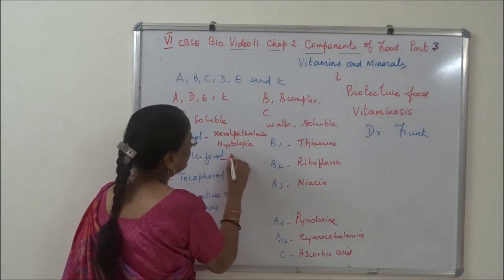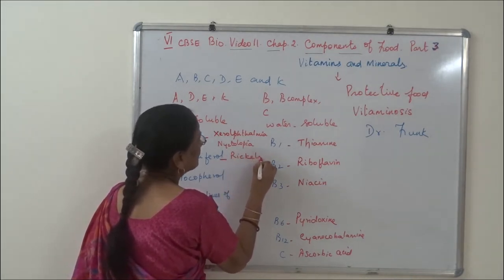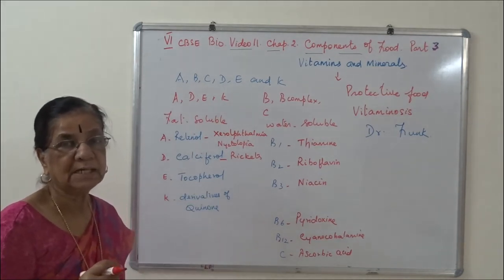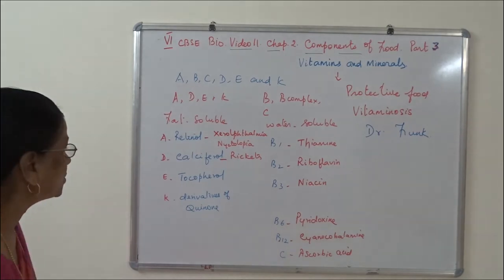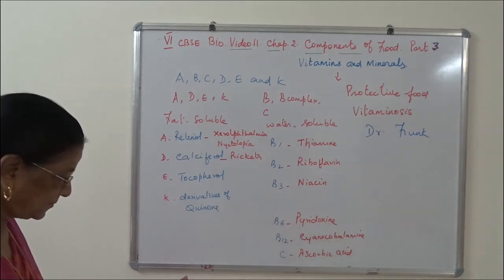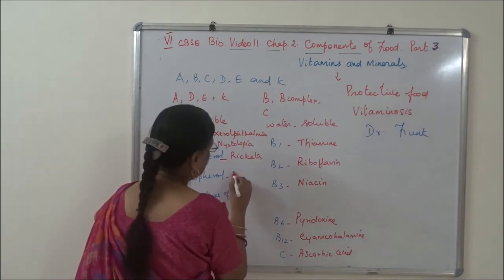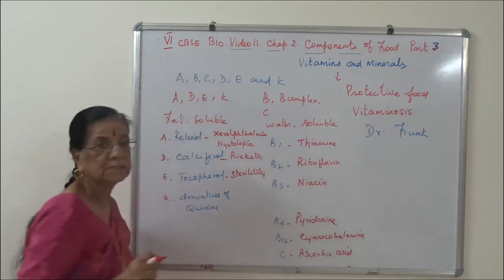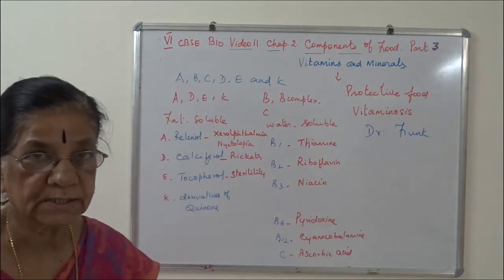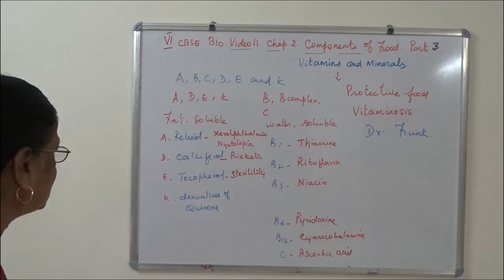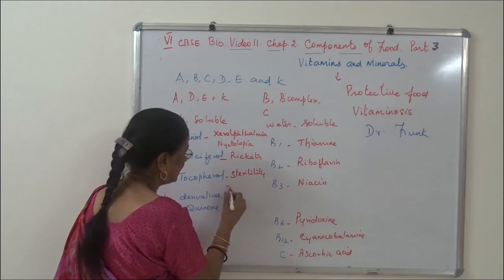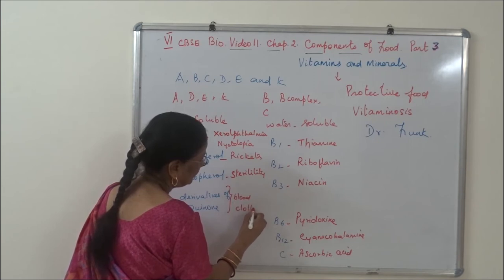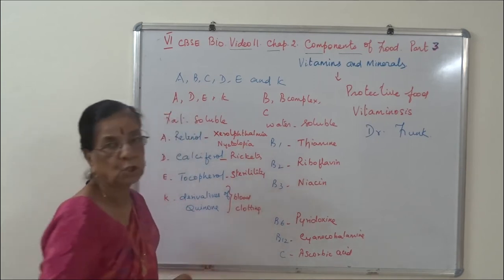Whereas calciferol deficiency causes rickets in children. The children will have bow legs and pigeon chest. Whereas vitamin E deficiency causes sterility, the non-functioning of reproductive organs. That is sterility. And vitamin K is mainly for blood clotting.